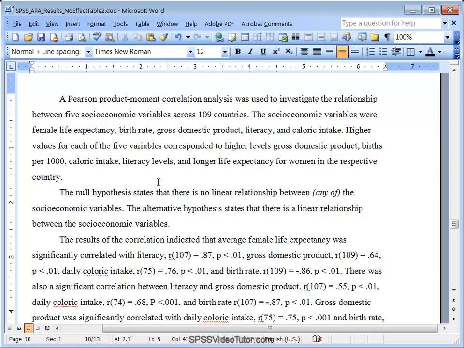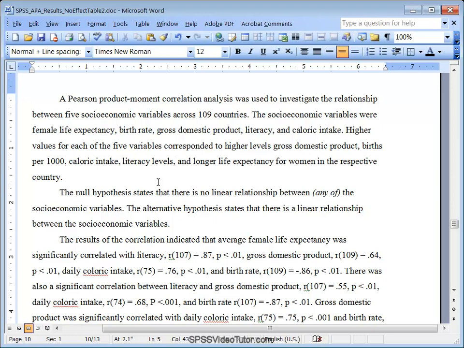Now, in the next paragraph you state the null and alternative hypotheses. The null hypothesis states that there is no linear relationship between the socioeconomic variables. Notice I put in parentheses "any of," because when you say it this way, the implication is that there is no linear relationship between any combination of the socioeconomic variables. Remember, this is a bivariate correlation, so each variable is being compared to one other variable. So the null hypothesis means that there is no linear relationship between any two variables. I just want to make that clear.